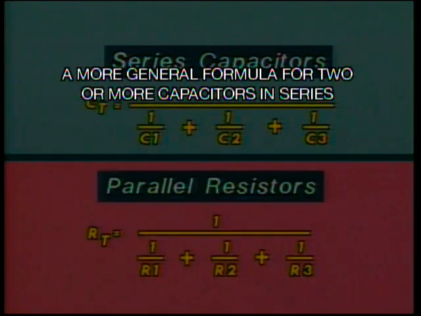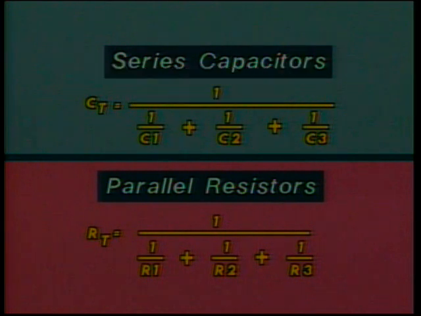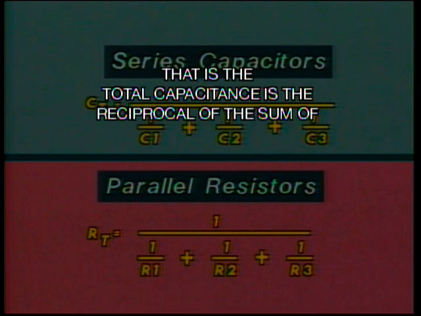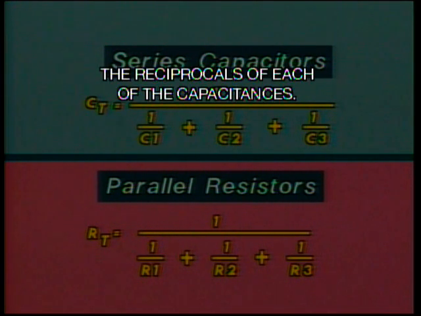A more general formula for two or more capacitors in series is similar to the law for parallel resistors. That is, the total capacitance is the reciprocal of the sum of the reciprocals of each of the capacitances.